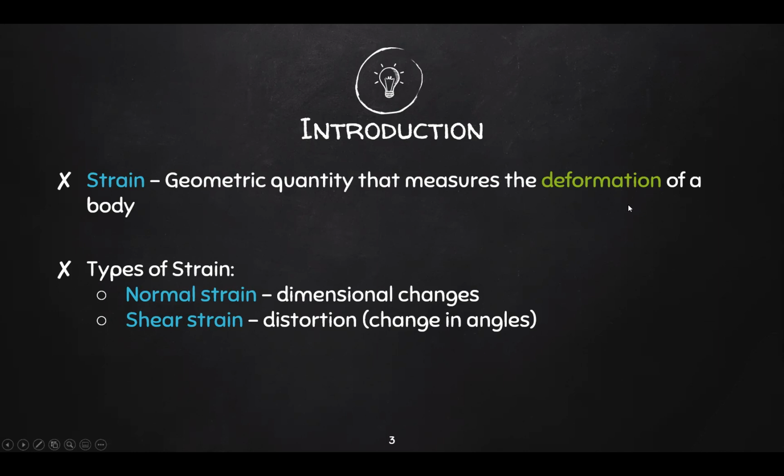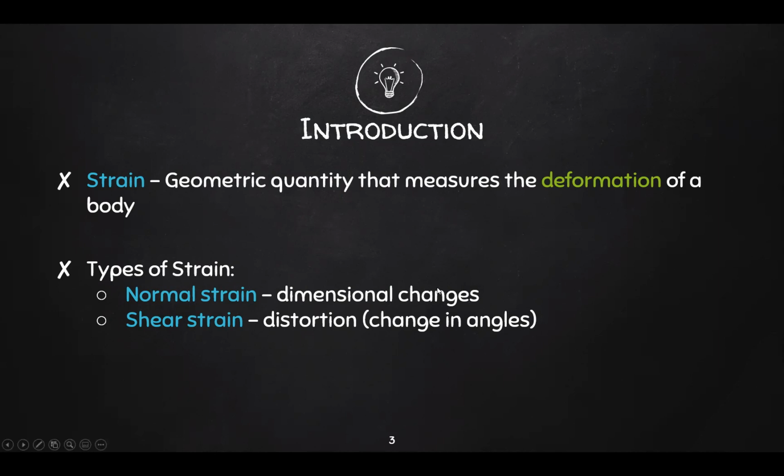So previously, in your Mech 30, statics of rigid bodies, you just talked about forces, the types of forces involved, and types of systems. And then in the start of our strength of materials, we talked about stress. Okay, and then another effect of force, aside from stress, is strain. So again, strain is the deformation of a body. We have two basic types of strain, your normal strain and shear strain.